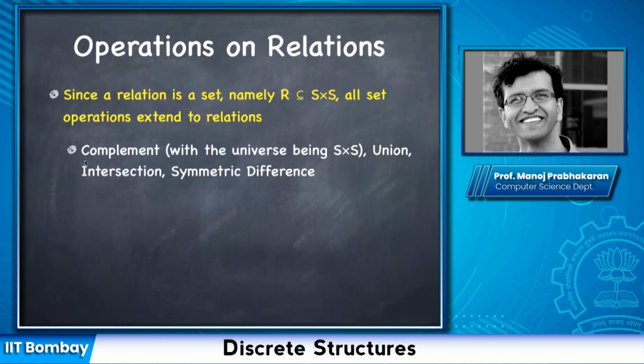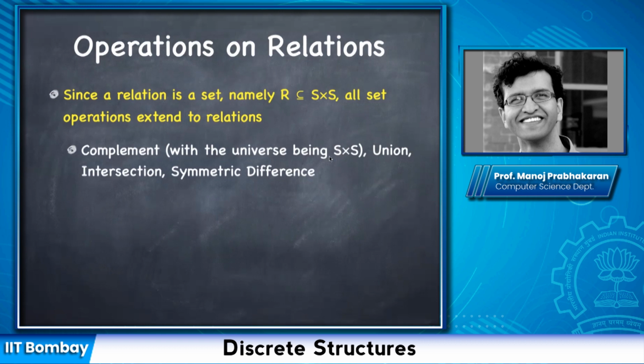So in particular, there's a unary operation, namely complement, which takes a relation and gives you another relation in which all the pairs in the complement relation are exactly those which are missing from the original relation. And here, complement is with respect to a universal set. The universal set is S cross S. Okay, so that's a unary operation.